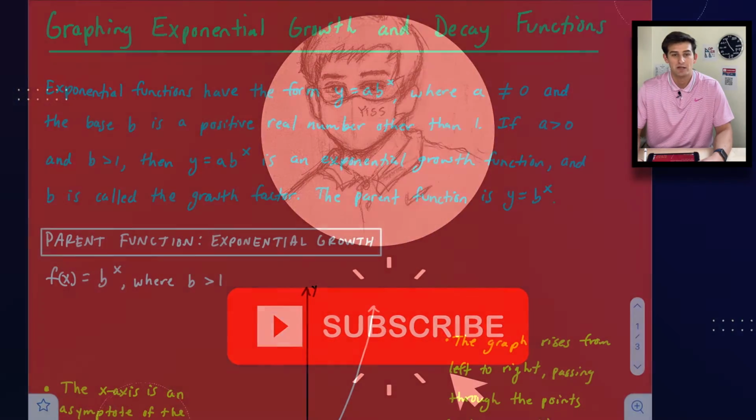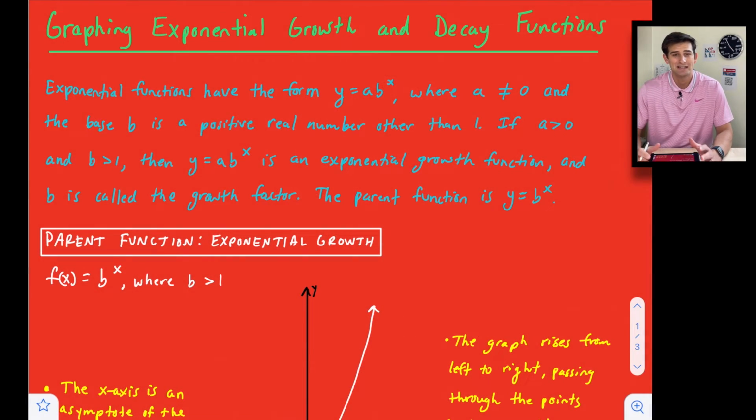In this video, I want to talk about how we can graph some exponential growth and decay functions. So exponential functions have the form y equals a times b to the x power, where we have a couple stipulations. A can't be 0, and the base b is a positive real number other than 1. So we have a couple options.